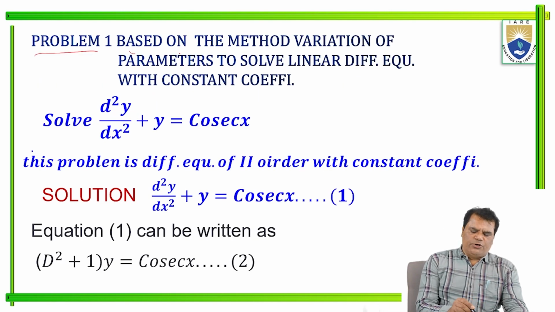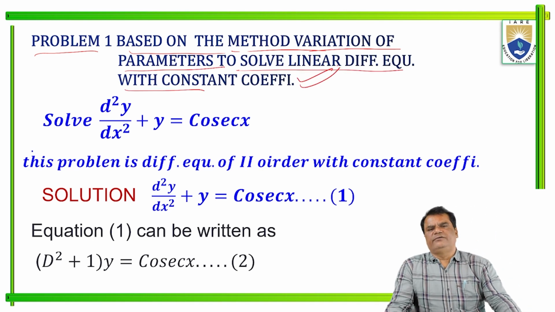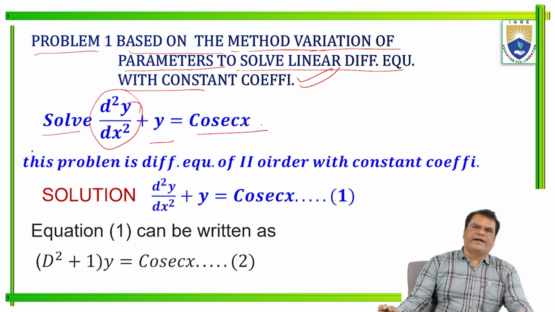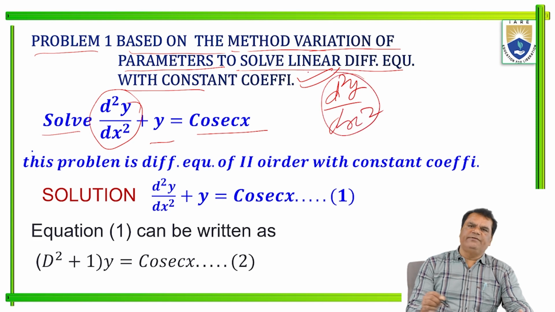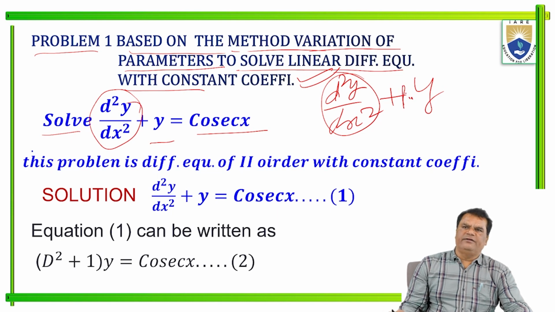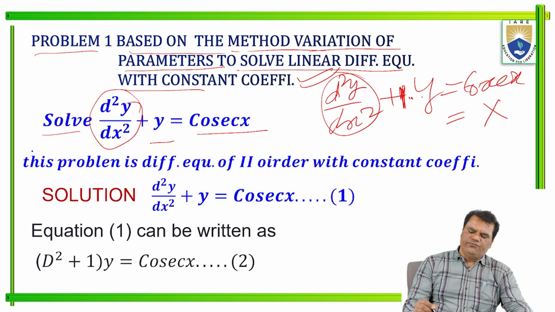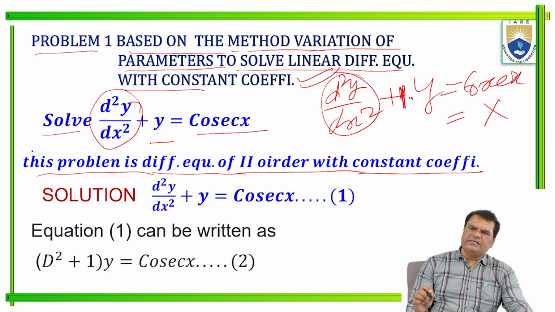So problem 1, based on the method of variation of parameters to solve a linear differential equation with constant coefficients. Solve d2y over dx2 plus y equals cosec x. Here d2y over dx2 is the second order derivative, plus y into 1, one number multiplied with y, equals cosec x. This is x and this is y. So this is a differential equation of second order with constant coefficients.